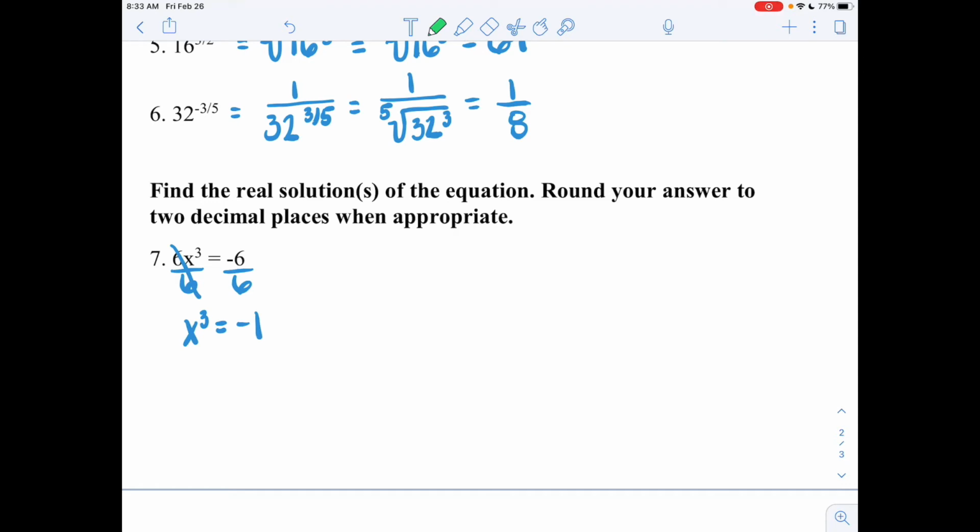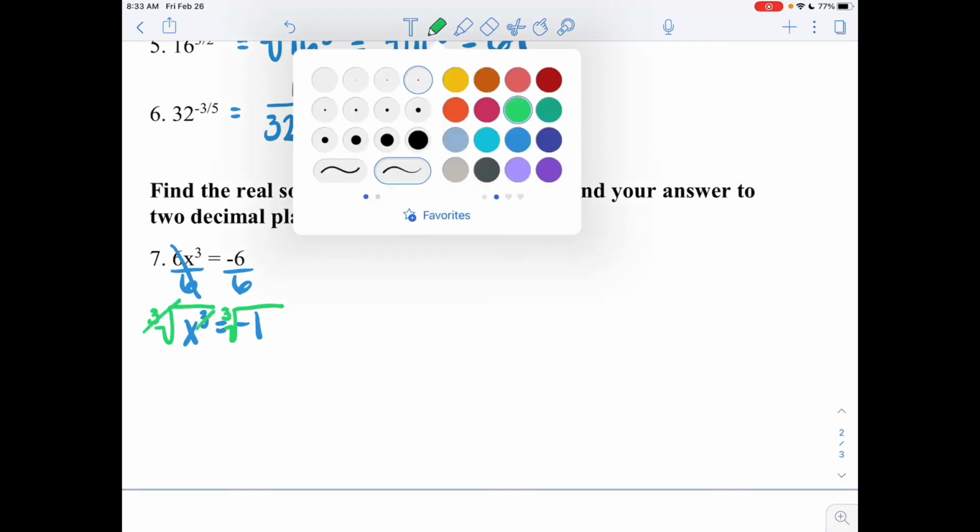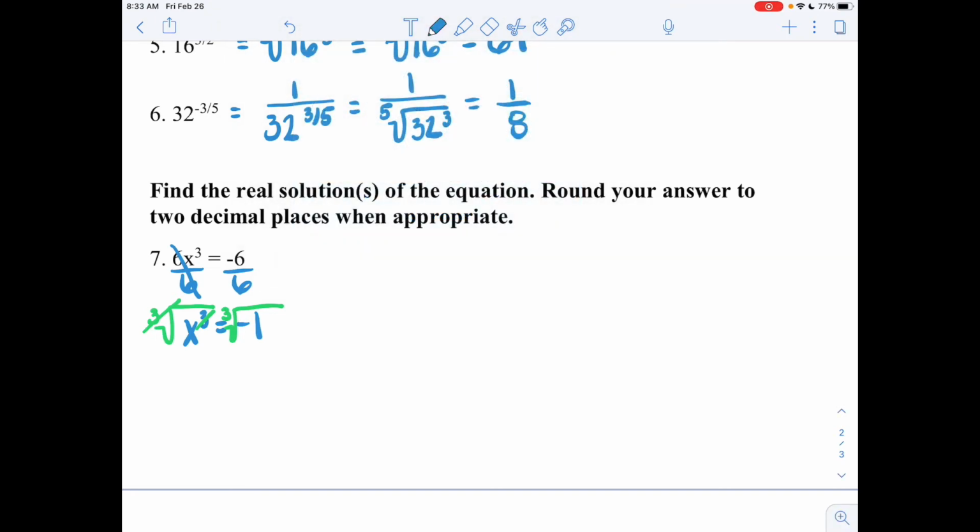And so in order to undo a third power, I can take the third root. But if I do that on one side, I have to do it on the other side too. So I need to take the third root of -1. The third root and the third power are going to cancel. That's the purpose of doing this, is that those are opposites of each other. And so I'm going to get x is equal to, well, let's think about this for a minute.